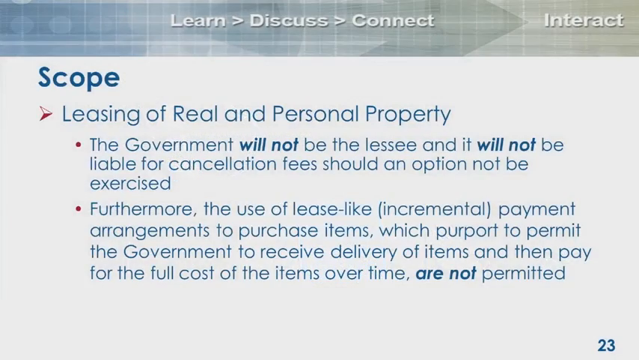Leasing of real and personal property. Keep in mind that the government will not be the lessee, and it will not be liable for cancellation fees should an option not be exercised. So if you don't have the facility or office space for the contractor to be at your facility, then you have to identify up front that they're going to have to work at their site. And of course, the contractor will pass on that cost to the government. But let them know up front so they can factor that cost into their proposal.